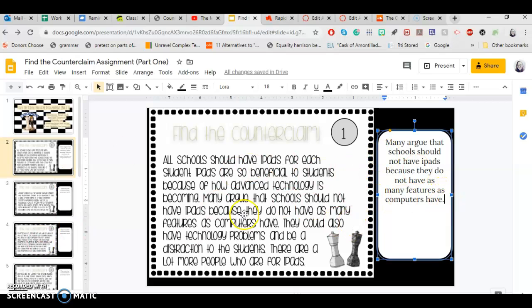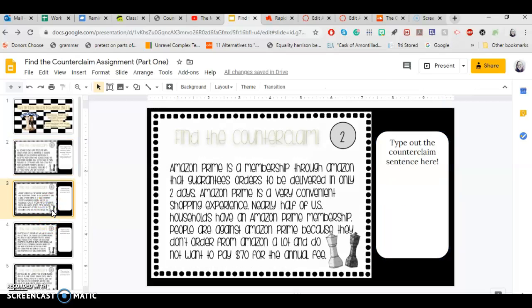So this is your example. Then number 2. Again, the first thing you need to figure out is what is the issue here, and then you need to figure out what is the author's claim, because once you find the claim, then it's easy to find the opposite. So here we go.